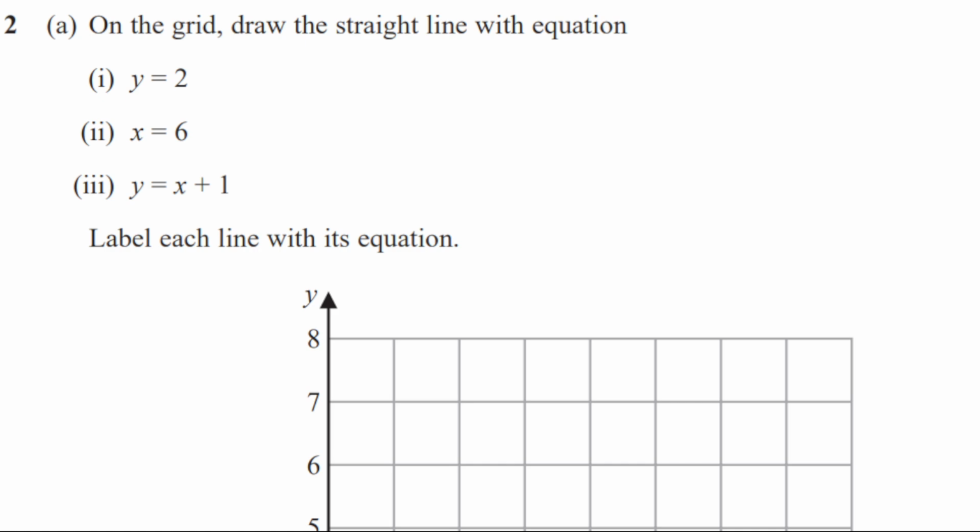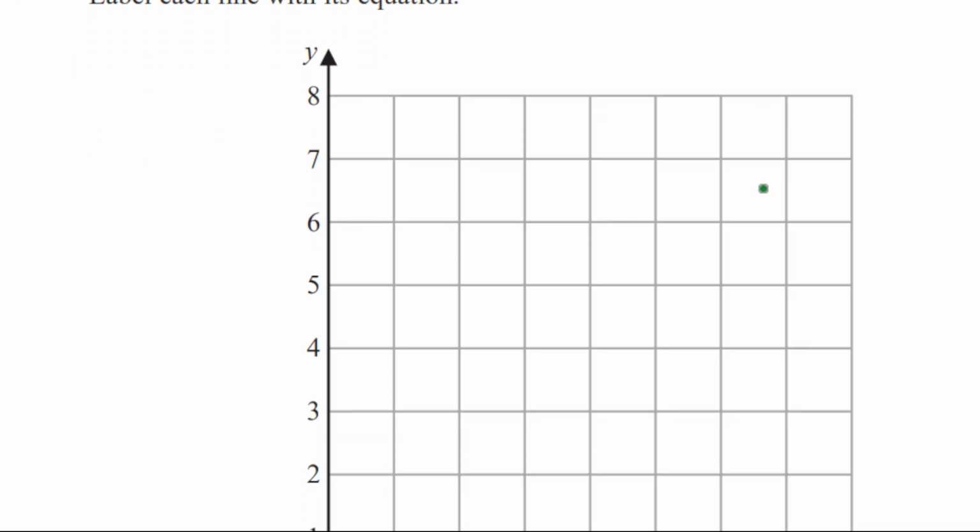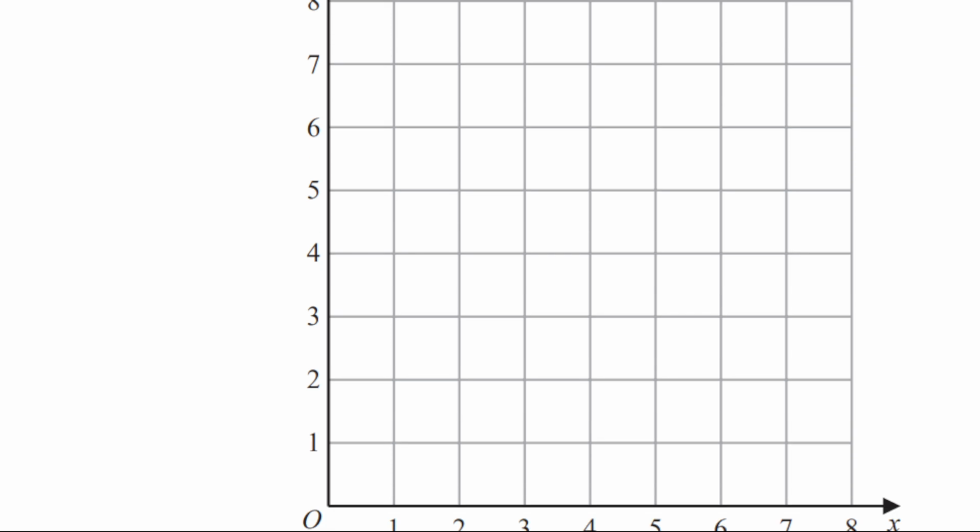Question 2 is fun. It's 4 marks, and the first part asks you to draw straight lines with these equations. So the first one is y equals 2. And it's a line, it's not a point, guys. Where is y equals 2? Y equals 2 is here.